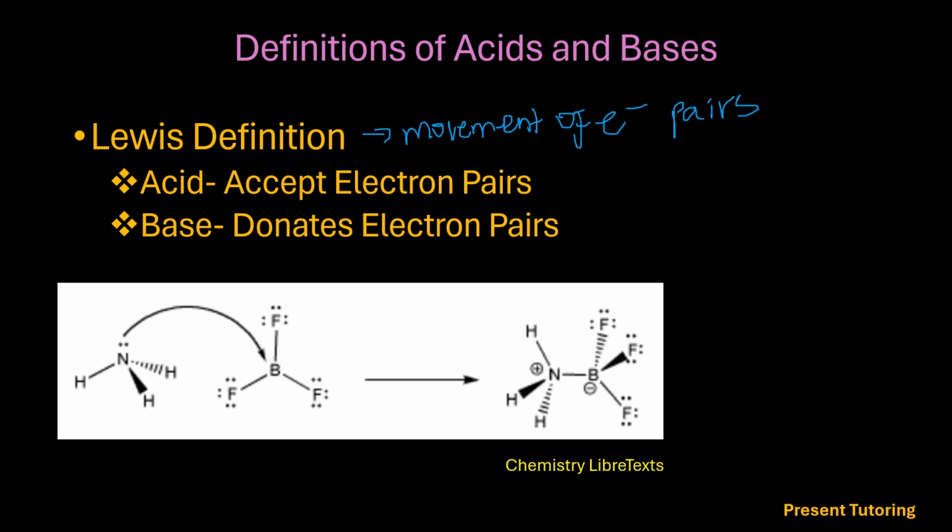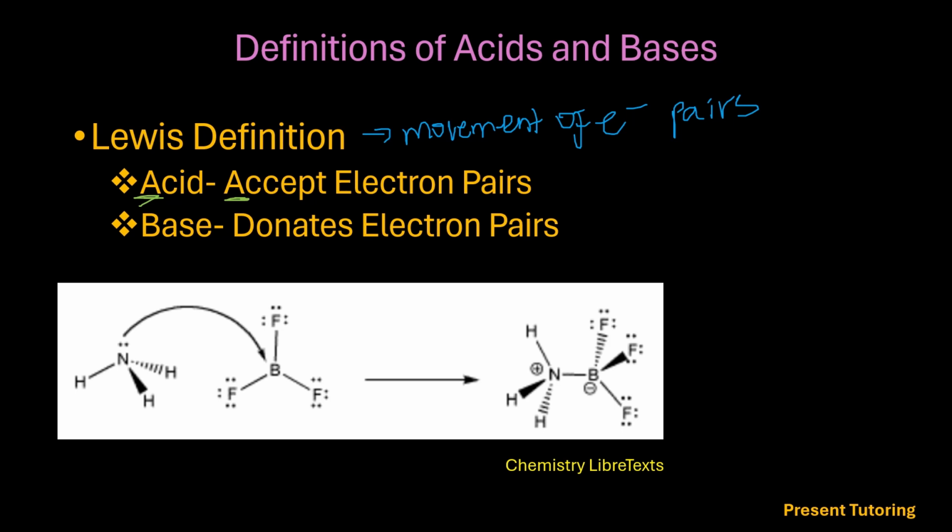All right, so what does that mean? Lewis acids accept electron pairs, and Lewis bases donate electron pairs. How I always like to remember it is A for A. So a Lewis acid accepts electron pairs, and of course Lewis bases donate electron pairs.